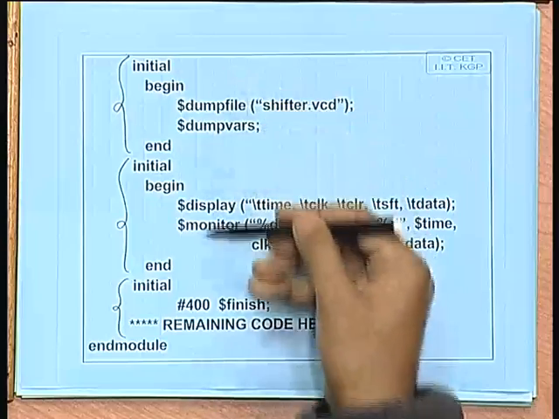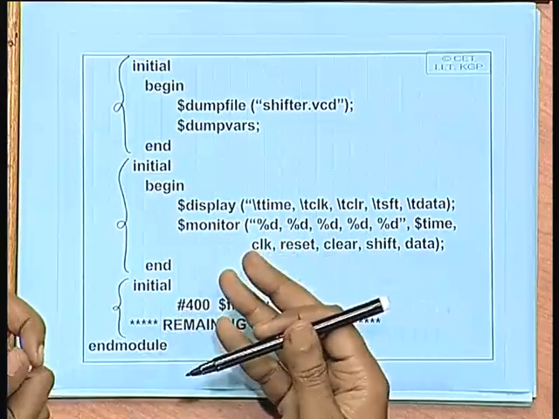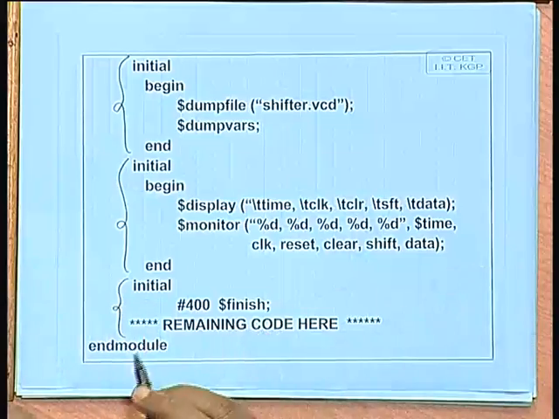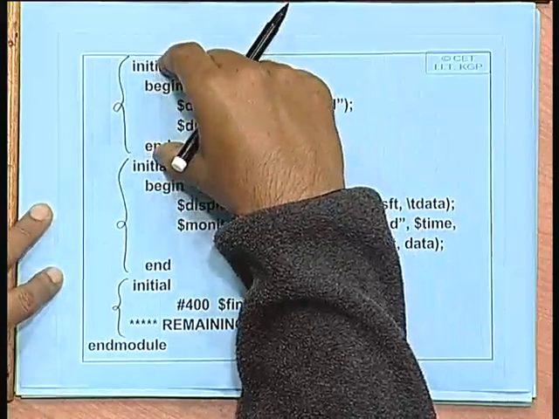If it is initial, it will be executed once; if it is always, it will be executed as many times as specified, and these blocks are all concurrent. It is not that first this will be executed and then this.